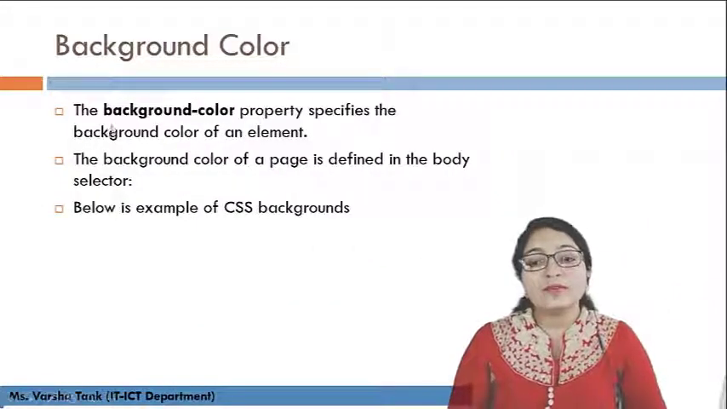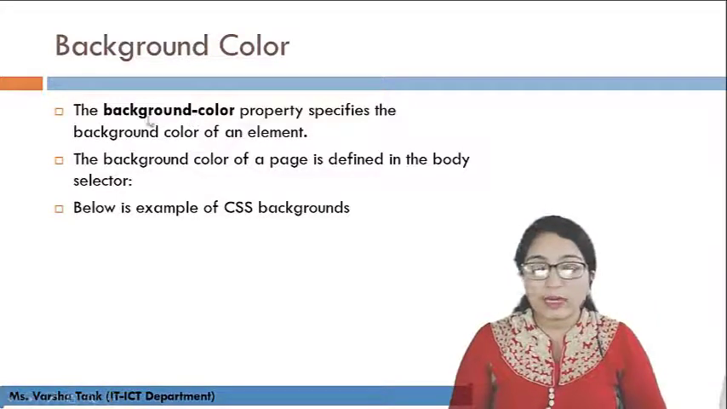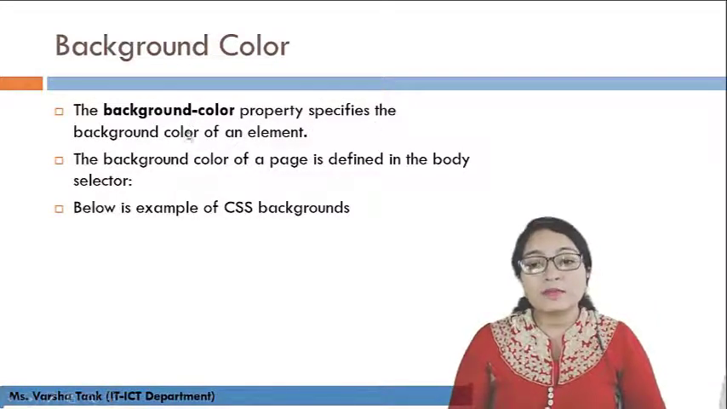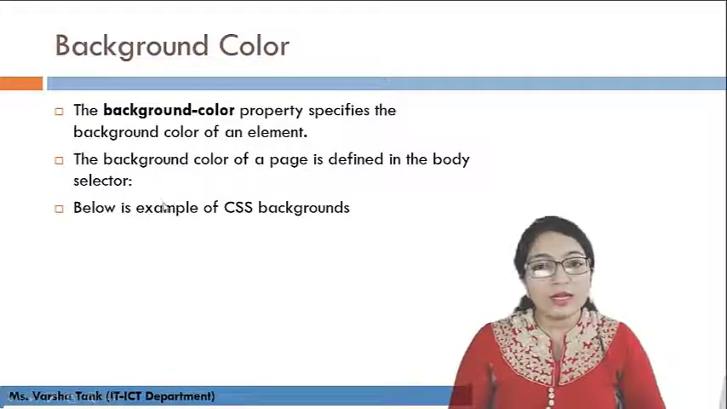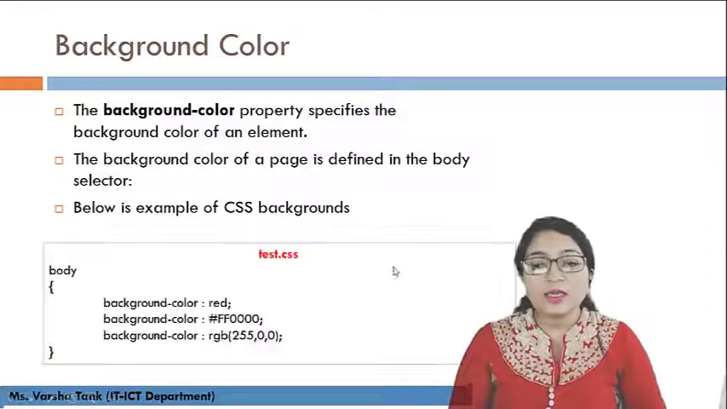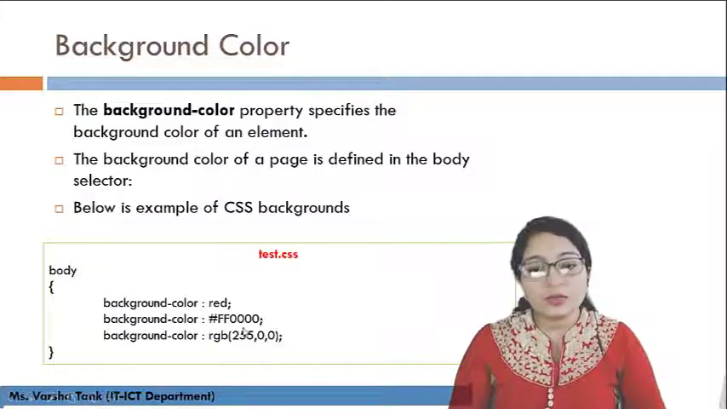Now let's see, the first one is the background color property. The background-color property specifies the background color of an element. The background color of a page is defined in the body selector. Here you can see the examples of this CSS background. In the body selector, we have written background-color red. Like this way also you can specify, and like this way also you can specify.